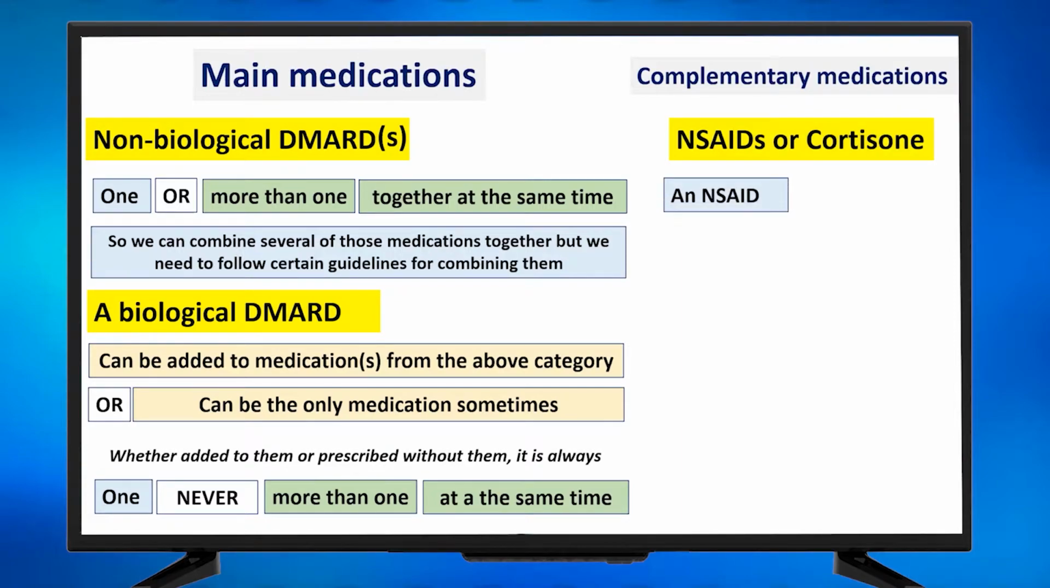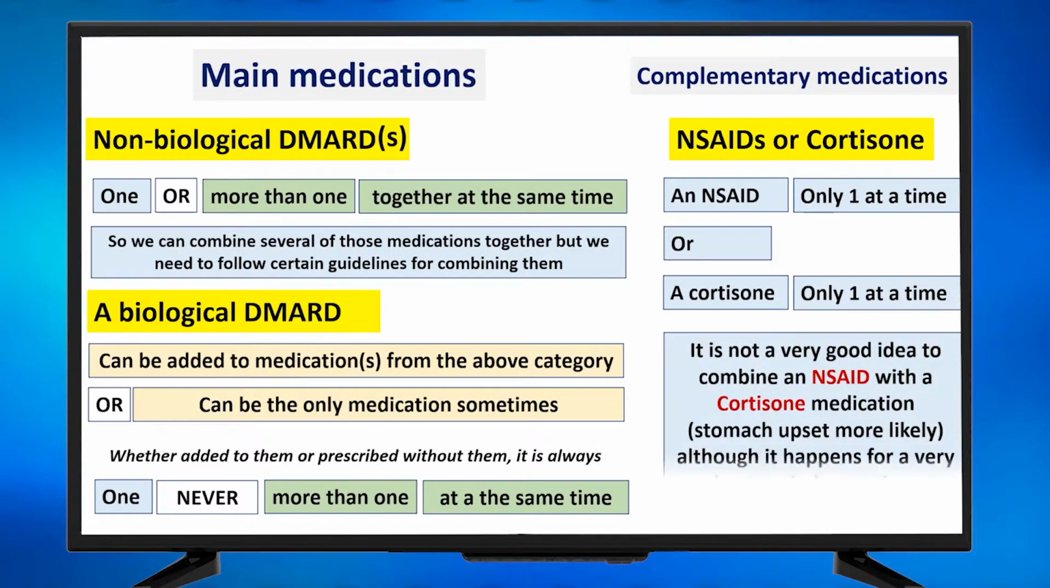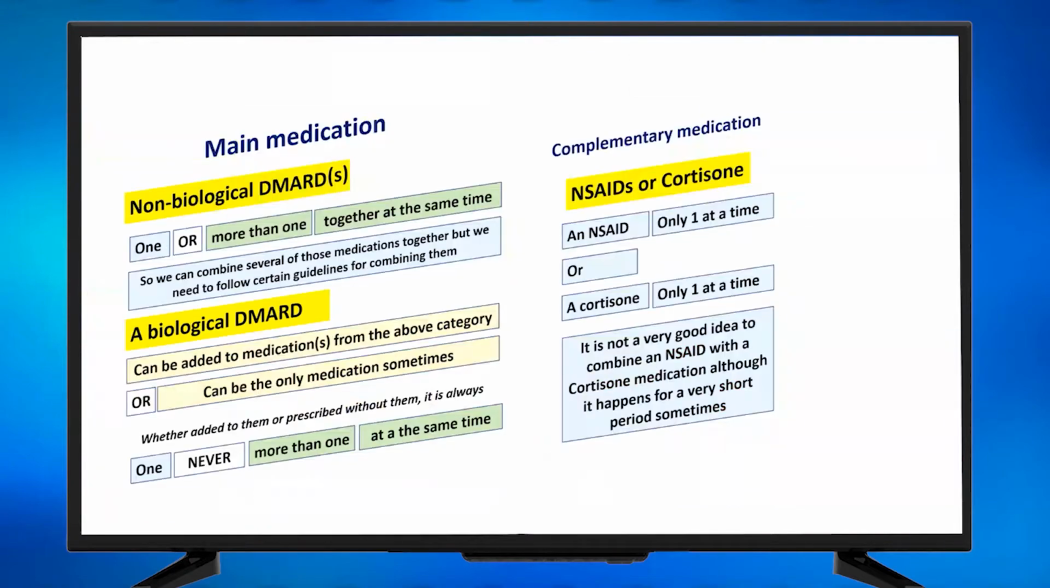Complementary medications, those are the NSAIDs or the cortisones. An NSAID, only one at a time, or a cortisone, only one at a time. It is not a very good idea to combine an NSAID with a cortisone medication. Stomach upset will be more likely, although it happens for a very short period sometimes, but it is not a good idea to do it at all. So we have a main medication and we have complementary or accessory or side medications.